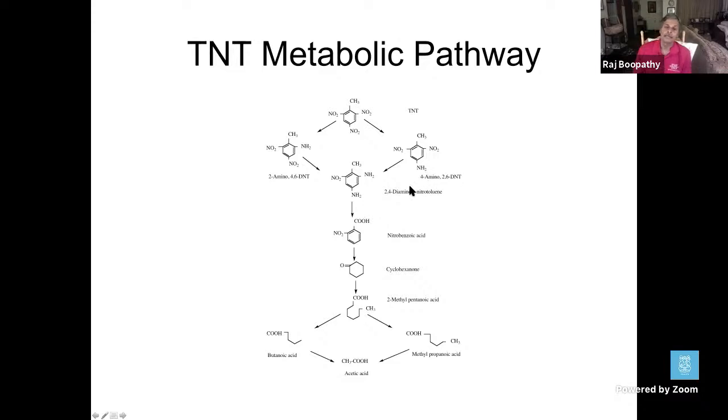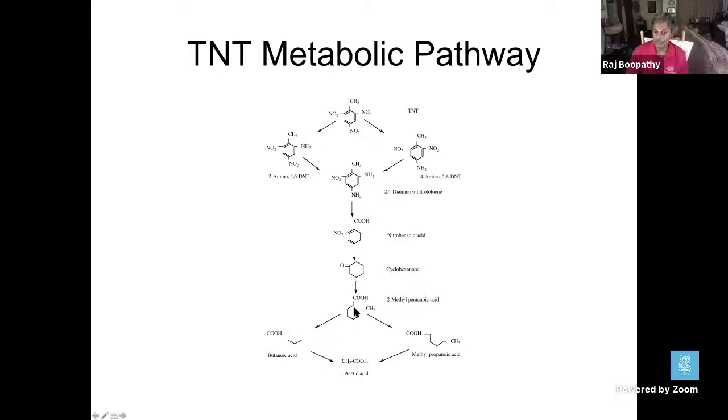So we are kind of suspecting this amino group is cleaved. There's a deamination reaction. This amino could be used as a nitrogen source for bacteria. And then the methyl group is converted to carboxylic acid, and we found nitrobenzoic acid. And then after that, the ring cleavage. And once the ring is cleaved, then you have cyclohexanone and then fatty acids.